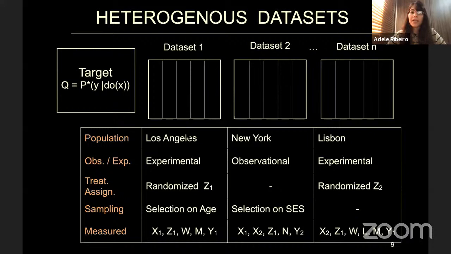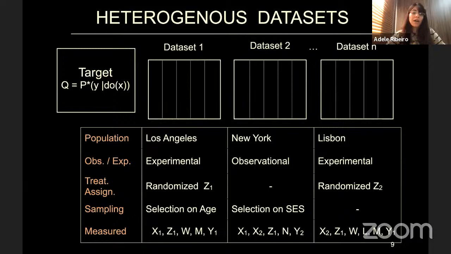with data collected in Los Angeles. In data set 2, the data was collected in New York. In data set N, in Lisbon. In the first one, we had an experiment, so the data is experimental. And when we say that we have experimental data, we also have to say which variable has been randomized. It's not always the same. In this case, the assignment of the values of the variable Z1 has been randomized. So it's an experiment where the variable Z1 is the treatment variable. In the second data set, the data was collected in a passive way. It's an observational study. And in the last one, we randomized the assignment of the variable Z2. So the treatment variable is different from the first one.